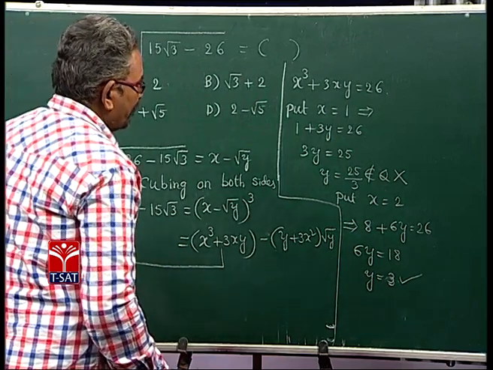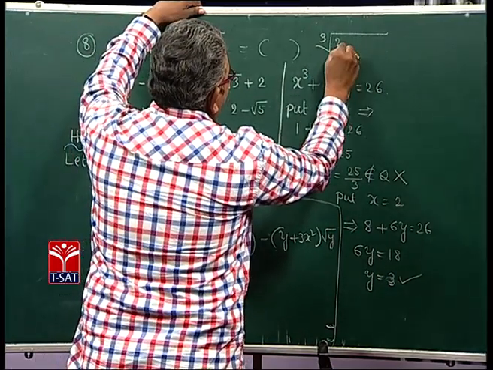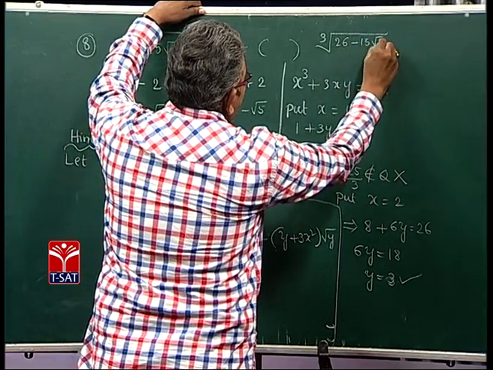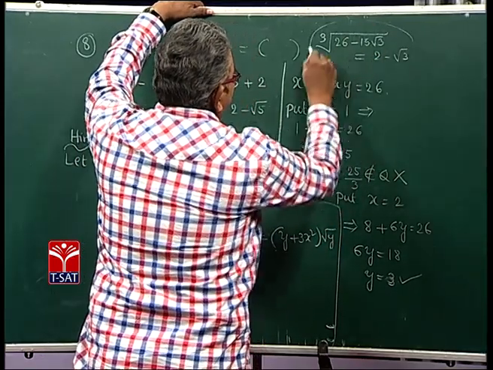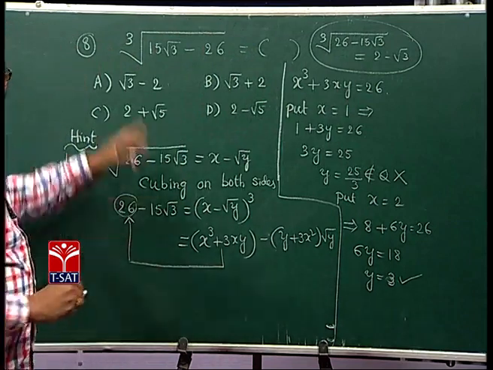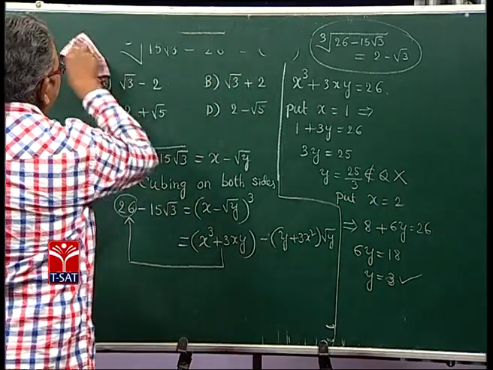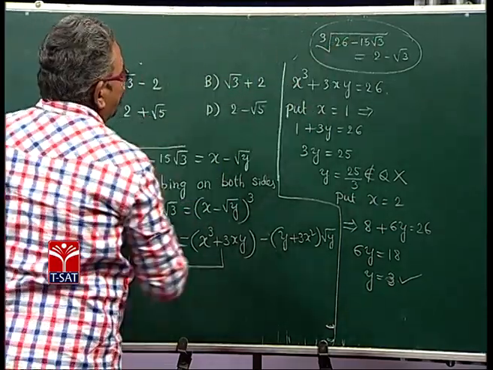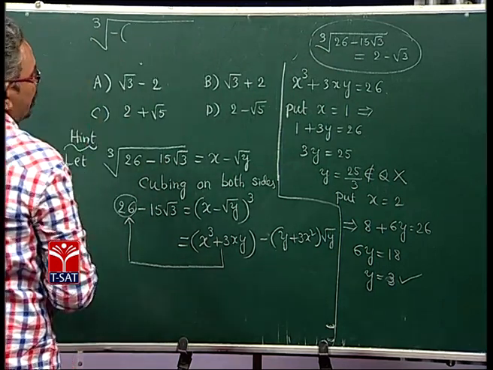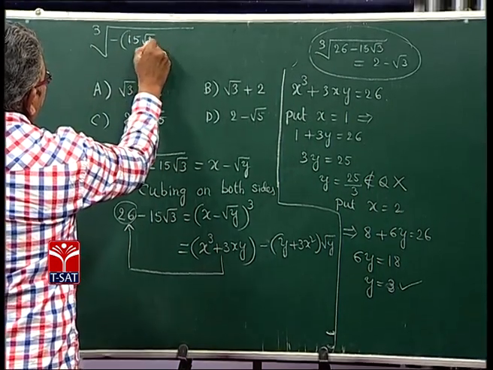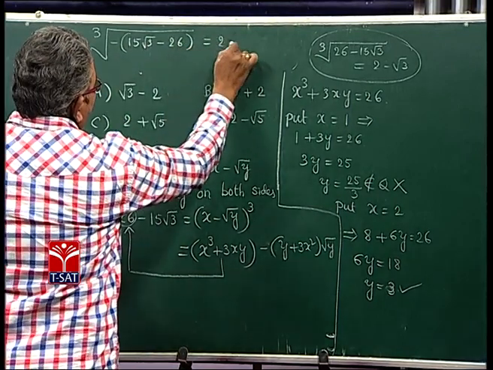So therefore, here you see cubed root of 26 minus 15 root 3 is equal to, we can write, 2 minus root 3. But what are we asked here? Cubed root of 15 root 3 minus 26. So that means from this one take out minus common. If you take minus common, what do you get? 15 root 3 minus 26 is equal to 2 minus root 3.